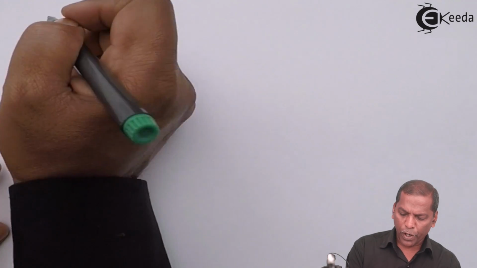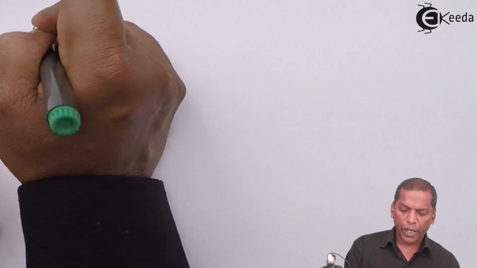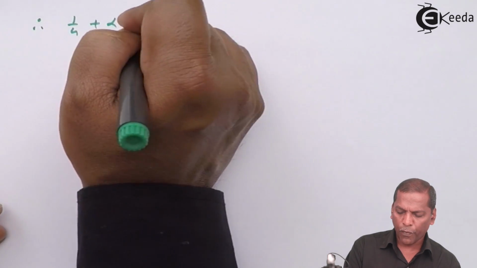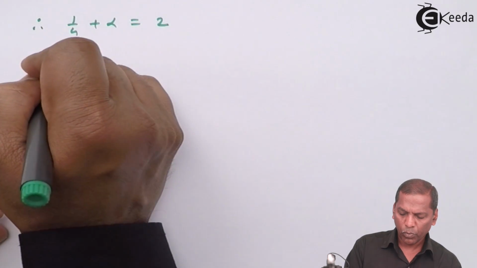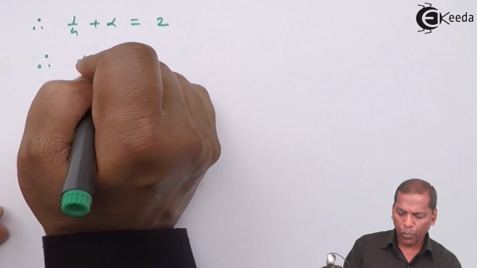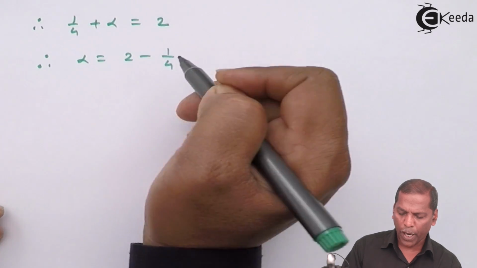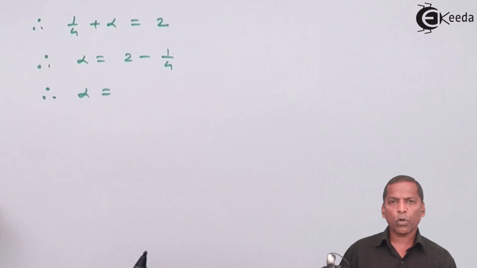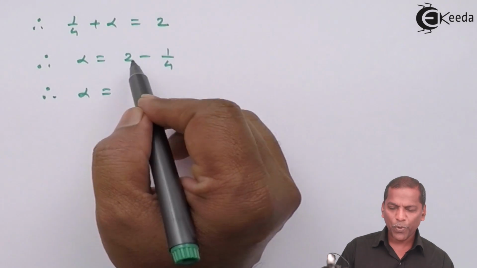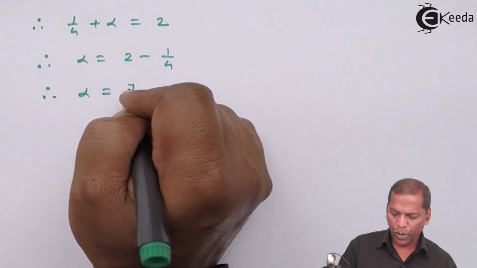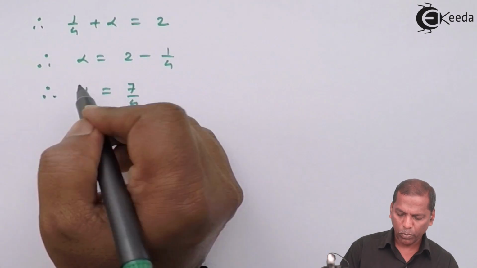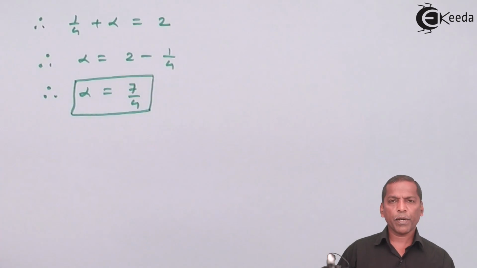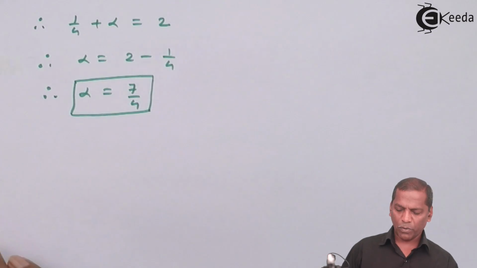Now on simplifying further, we get 1 by 2 the whole square gives 1 by 4 plus alpha is equal to 2. So therefore alpha is equal to 2 minus 1 by 4. Therefore alpha is equal to, on cross multiplying, 4 times 2 is 8, minus 1, so we get 7 by 4. So in this way we get the value of alpha.